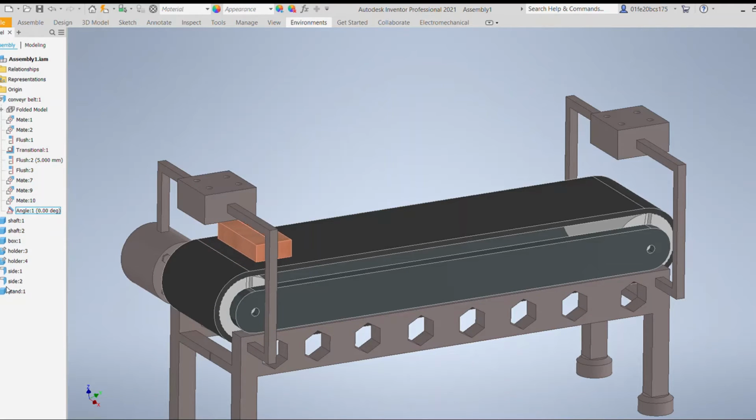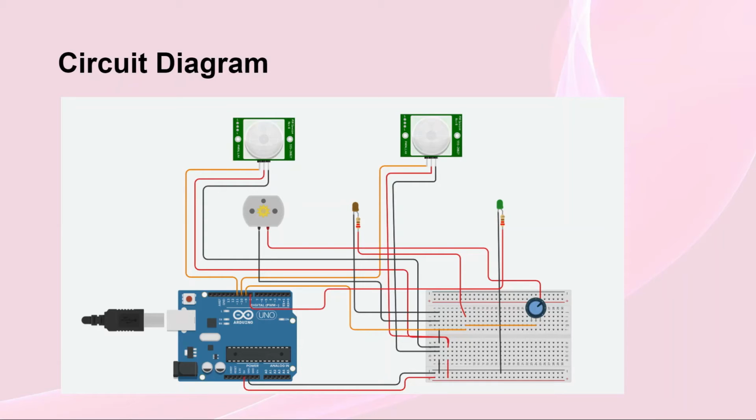As soon as the machine switches on, the conveyor belt starts rotating and the box starts moving and the box reaches the other end of the machine. Now let us look into the circuit simulation.